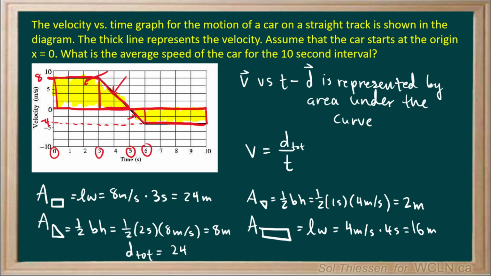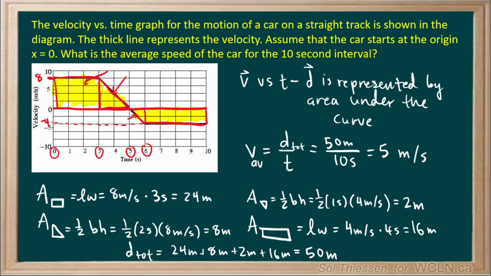Okay, now if we add all of these distances together, we'll get the total distance. It'll be 24 meters plus 8 meters plus 2 meters plus 16 meters, which is equal to 34 meters plus 16 meters, 50 meters in total. So our speed is going to be the total distance covered, 50 meters, divided by the time taken, 10 seconds, and 50 divided by 10 is equal to 5. So the final answer is going to be 5 meters per second is the average speed of the car.